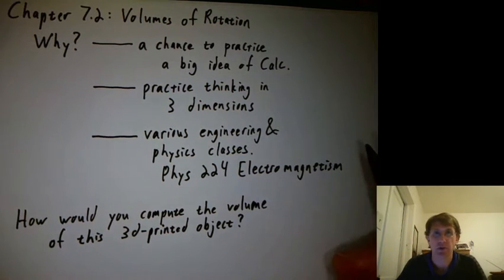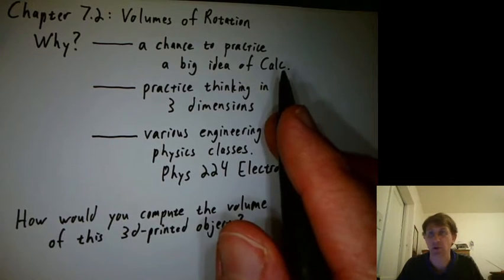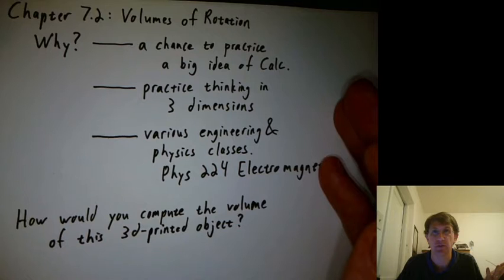Let's start chapter 7.2, which is about volumes of rotation. It's the first of two sections. There's also 7.3 about volumes of rotation. So a big question would be, why should we care about volumes of rotation?